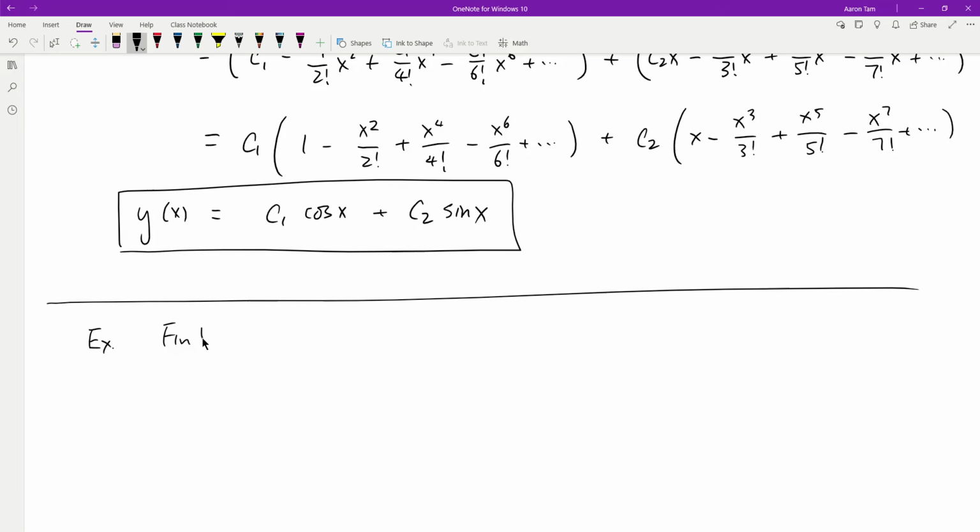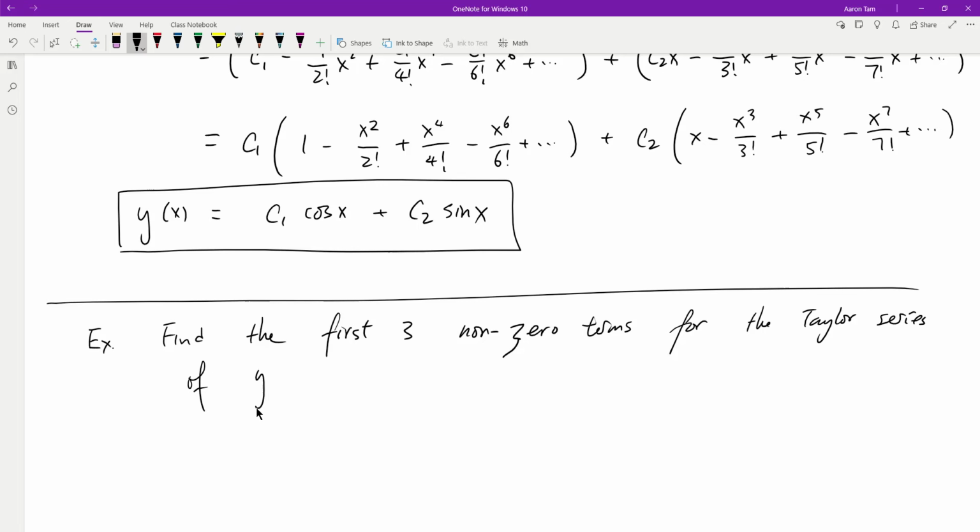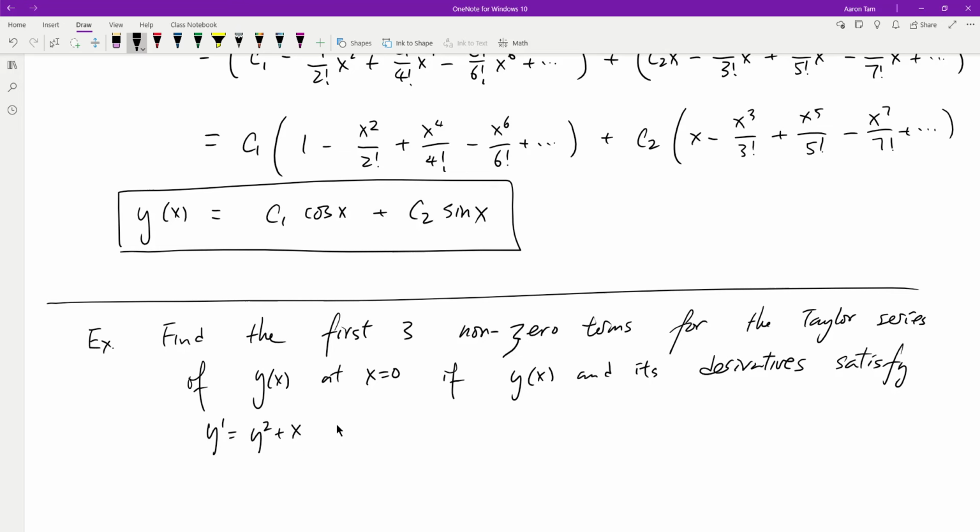How about this one? Find the first 3 non-zero terms for the Taylor series of y of x at x equal to 0 if y of x and its derivatives satisfy y prime equal to y squared plus x with y of 0 equal to negative 1.